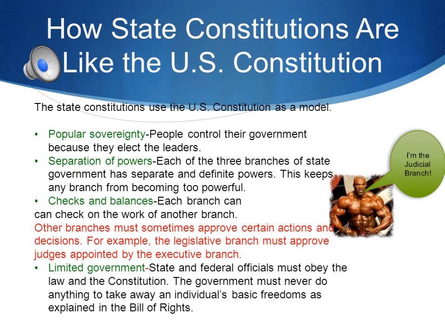Other branches must sometimes approve certain actions and decisions, right? So the legislative branch has to also approve judges appointed by the executive branch, which is the governor leads the executive branch. So they have to approve the governor's selection of judges. And then there's limited government, which means state and federal officials must obey the law and the Constitution, ideally. Now, we don't always see that, but that's ideal. The government must never do anything to take away an individual's basic freedoms, as explained in the Bill of Rights.